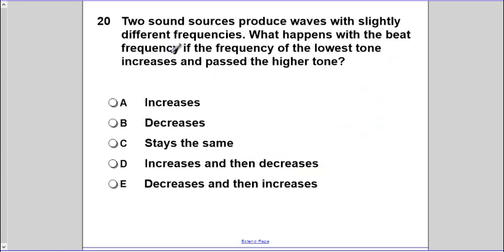Two sound sources produce waves of slightly different frequencies. What happens to the beat frequency if the frequency of the lowest tone increases and passes the higher tone? Well, the difference between the two frequencies will decrease as they approach each other. So initially they will decrease, and then after the fact they'll go away from each other. They're going to increase. We'll have to demonstrate that together.